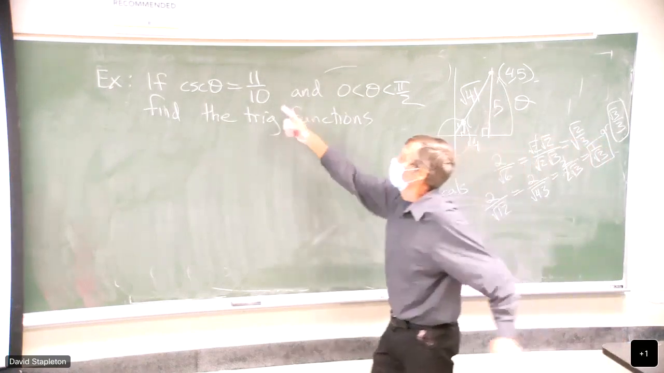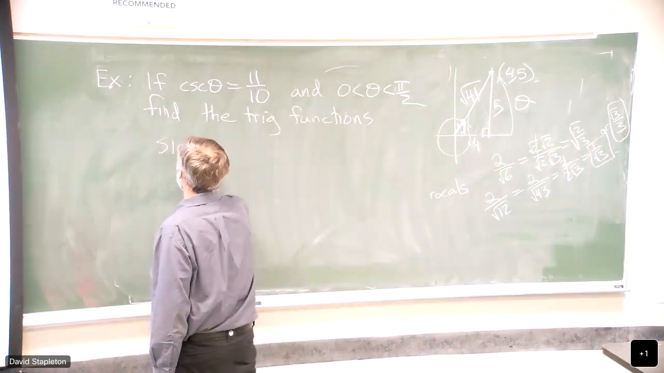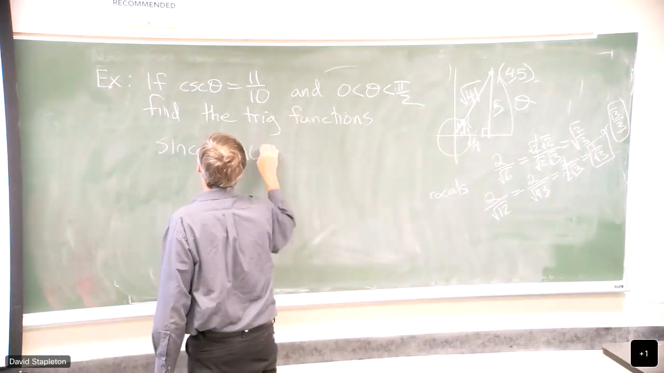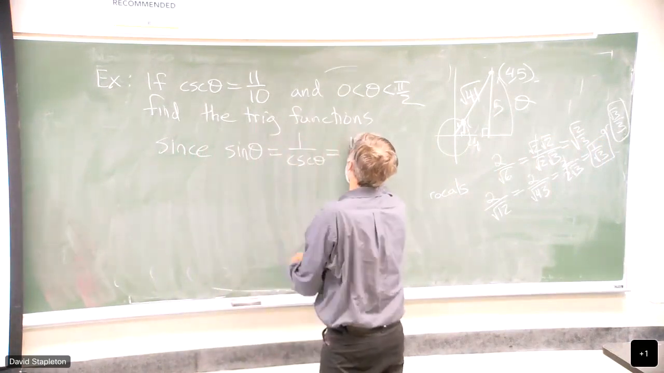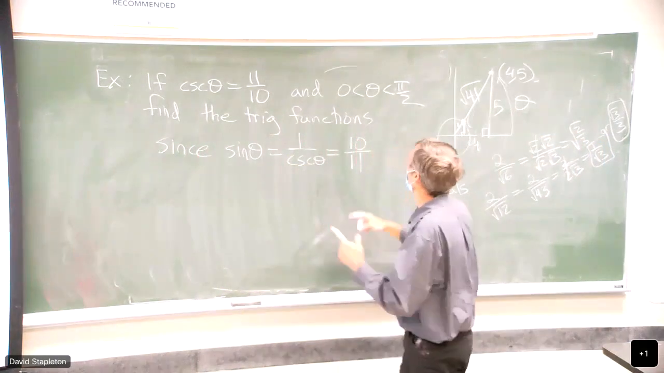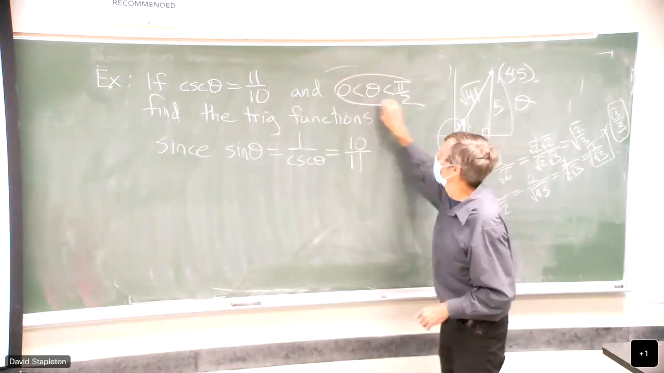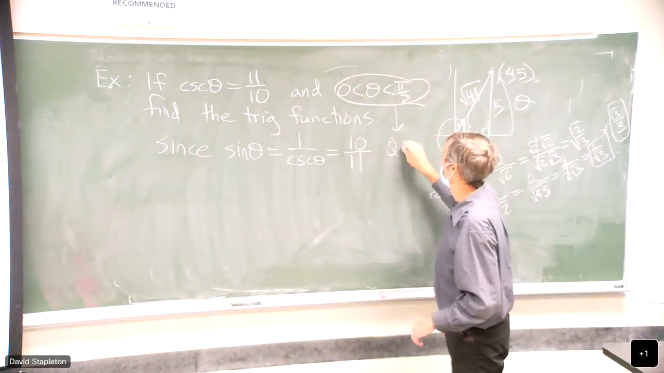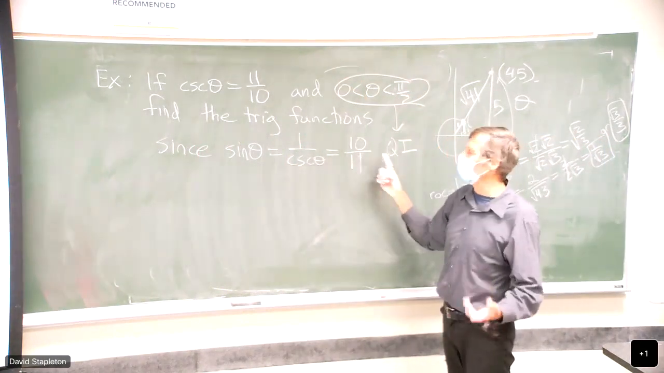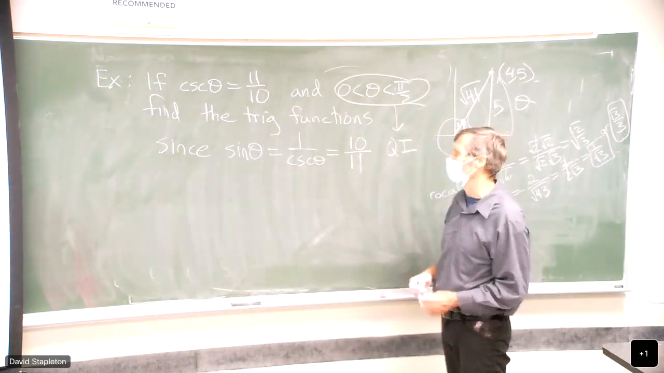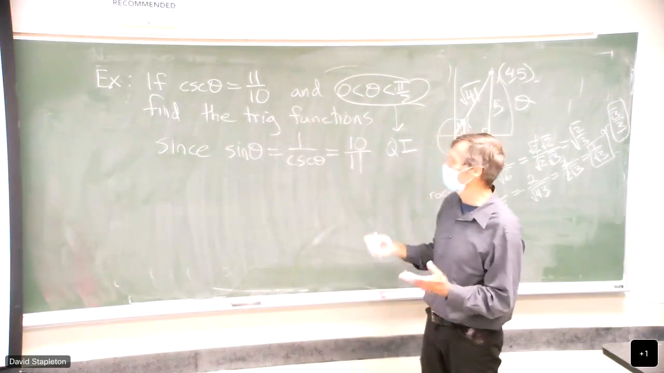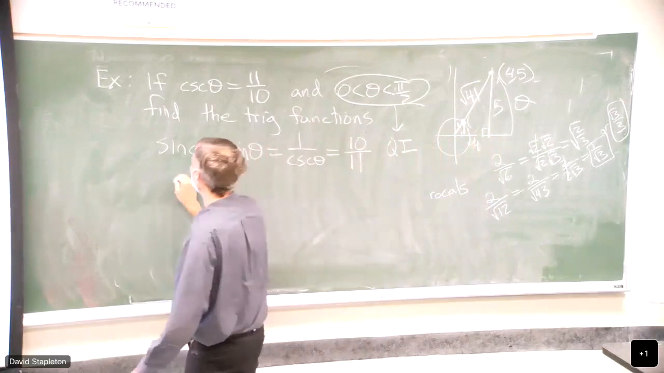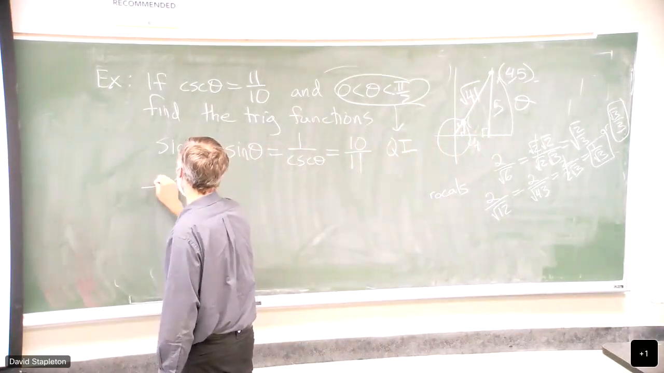Immediately, if I know cosecant, since I have one of those reciprocal identities, sine theta is 1 over cosecant theta, then turn this upside down: 10/11. Now I know sine, and this is quadrant 1, right? That tells you quadrant 1. Now I have sine in a quadrant, just like the first problem. I just find the other four from that. So given secant or cosecant, use the reciprocal identity to find sine and cosine, and then you do it just like the first problem. Now I know cosine is what?